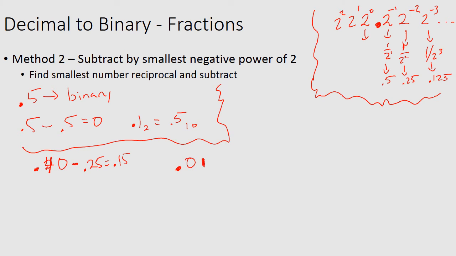So we append a 1 to the right of our 0, and then we can subtract 0.125 from 0.15, and what we get is 0.025, and so we can add a 1, and then we can continually do that indefinitely for however many digits you want. And so that is our answer. 0.011 in binary is around 0.4 in decimal, and that is how you convert a decimal fraction to binary. That is the second method.